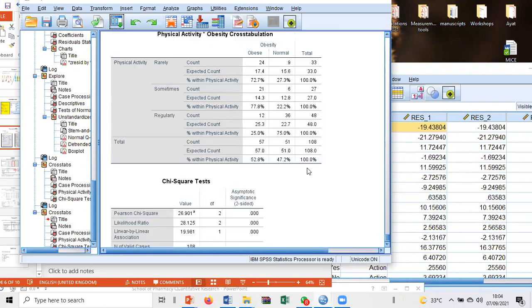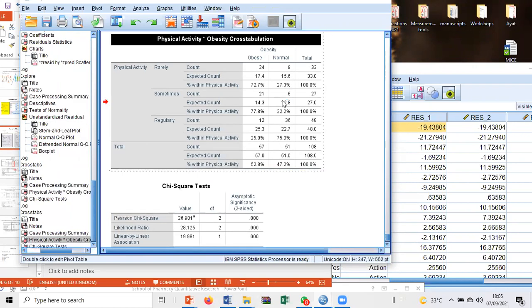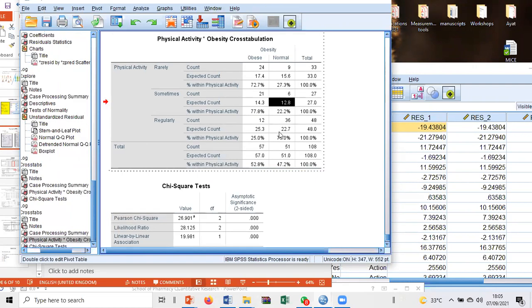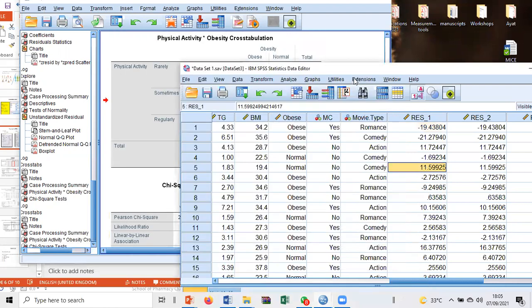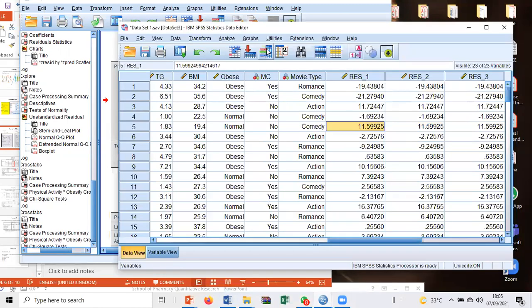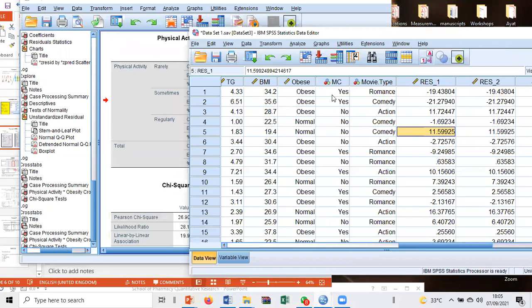Where is 12.75? This one, right? That's the minimum value, right? The 12.75, that's the value. Yeah. Right. Okay, let's say now, this is for physical activity and obese.